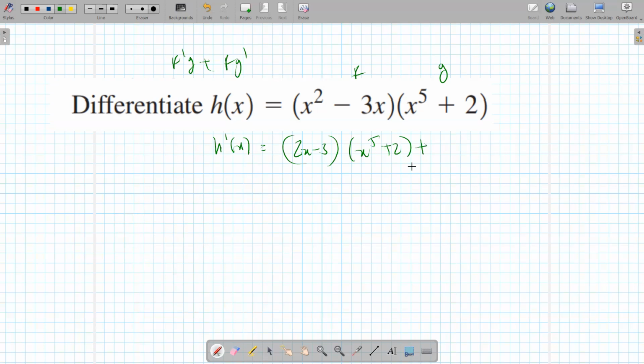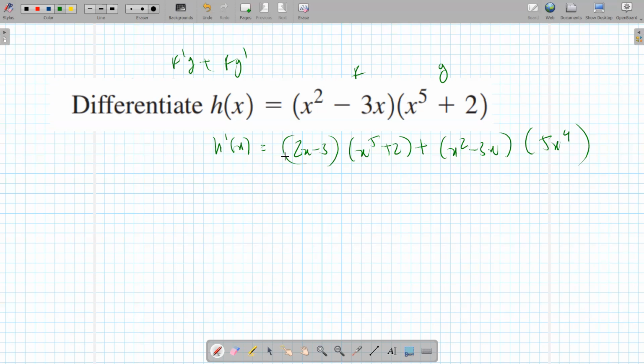And then plus, what is happening here? What's this other thing? It's all of f. Yeah, all of f, x squared minus 3x, times what? 5x to the power of 4. And that's it. Right. Yeah, and that's it. You're right. And we are done. Easy. It's way quicker than foiling it, right? Would you agree? Because foiling it is not very fun.